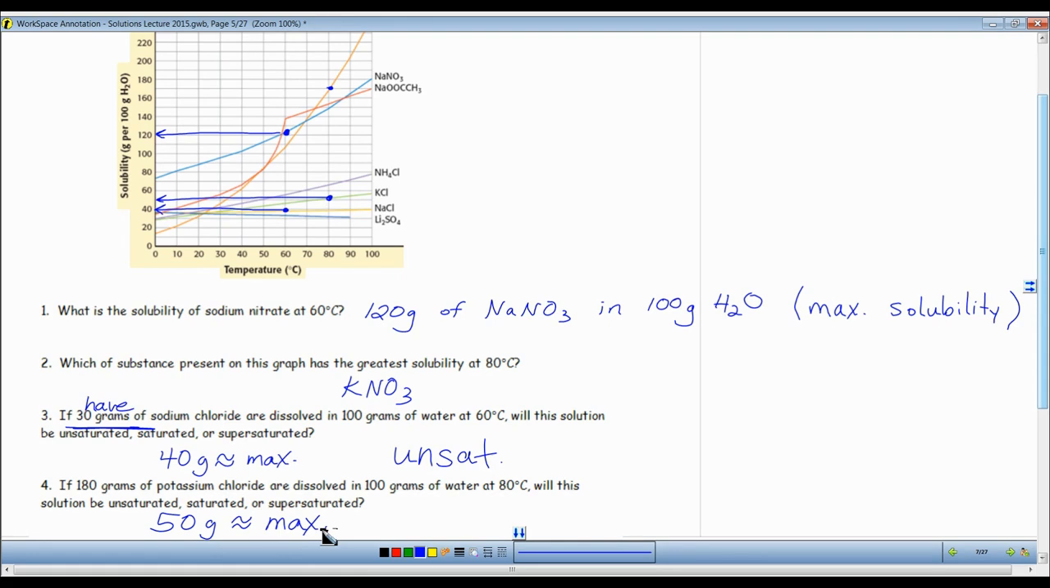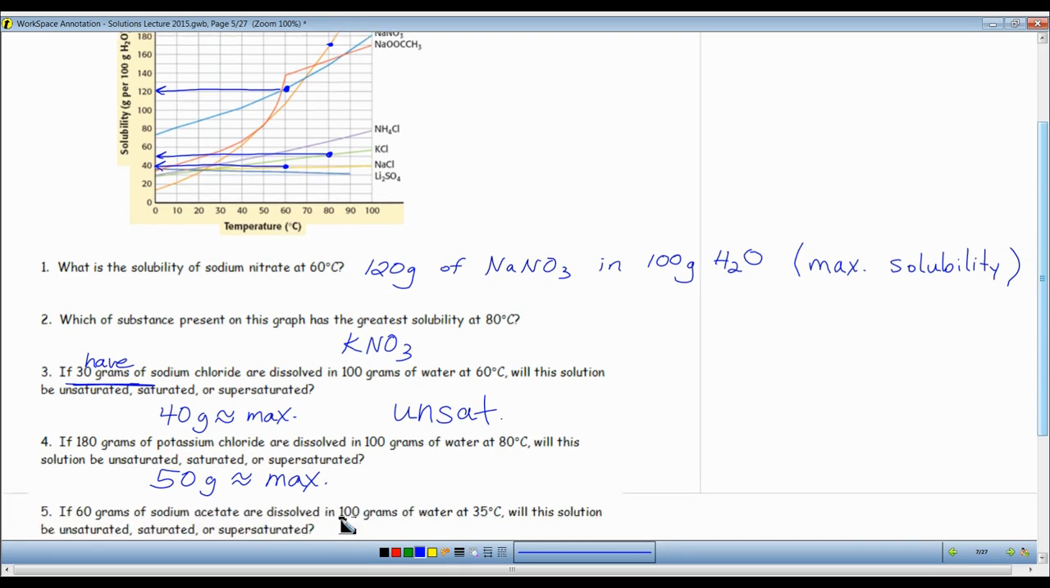Now I look at the problem and see, what do I have? Holy buckets, we have 180 grams. That is way more than the maximum. There's no doubt in my mind then that this solution is supersaturated. They must have initially increased the temperature to dissolve all that extra potassium chloride and then slowly let it cool back down. Do you see where I'm getting at here? Find the maximum on the graph first, then compare it to the amount that you really have in the problem.